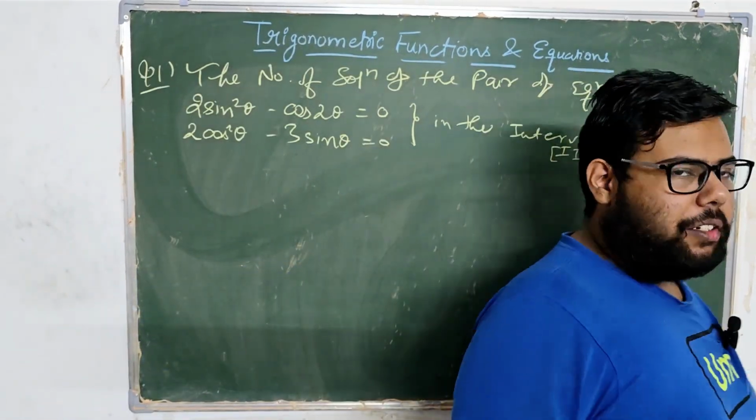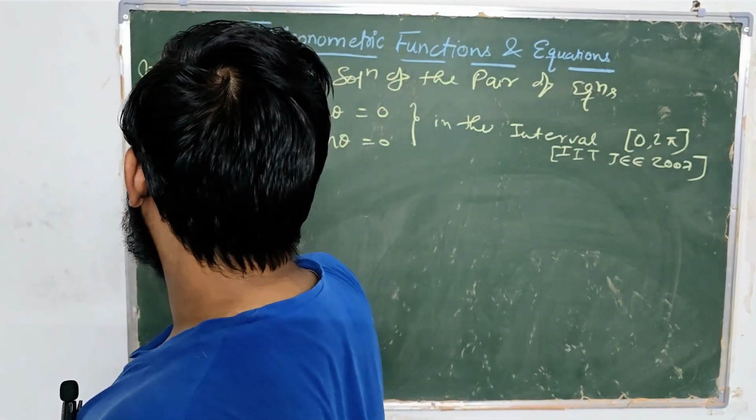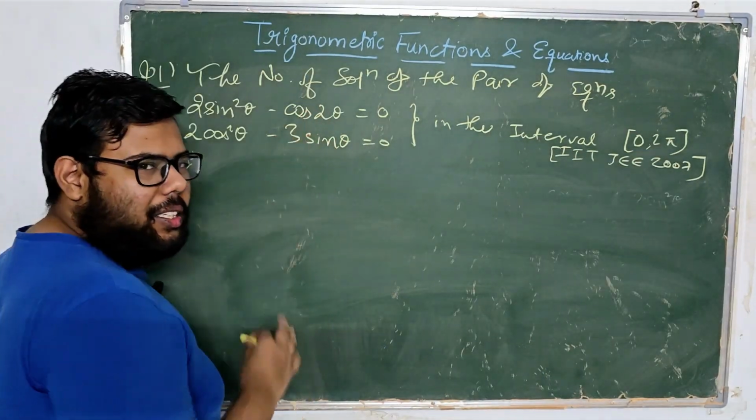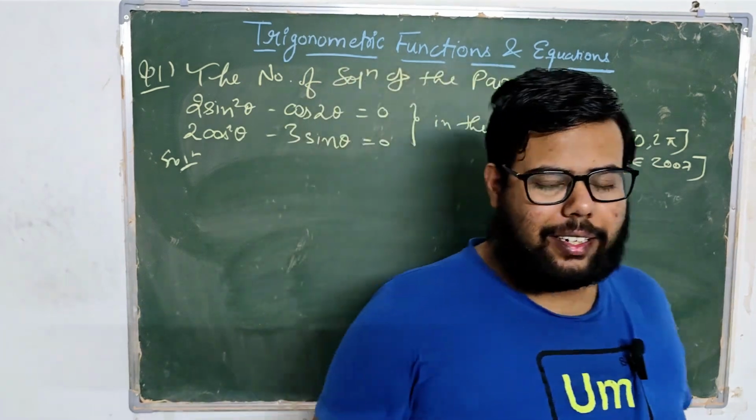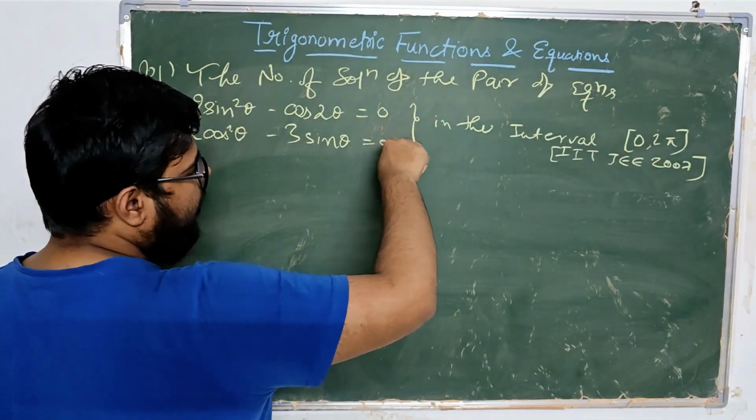So this is a very simple question from trigonometric equation. So let's see how we'll solve it. So we have to solve these two equations. So how we can solve it? Well, let's solve it equation by equation. I mean, let's assume this as first one and this as second one.